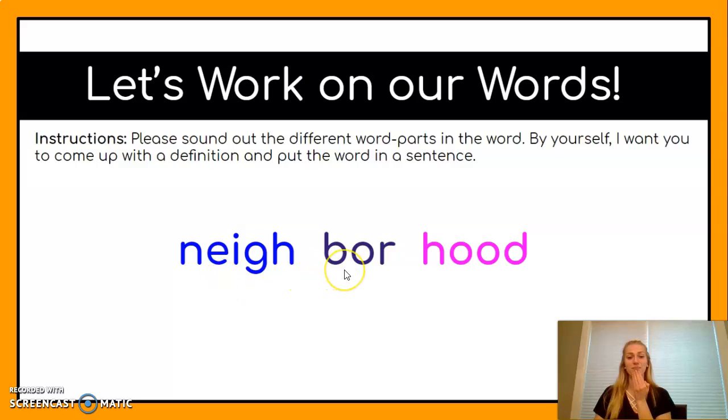Nay. Bore. Hood. And the word is neighborhood. Good work, grade fours. Okay, remember, what does this word mean? And try and use it in a sentence, okay? Let's move on to our next word.